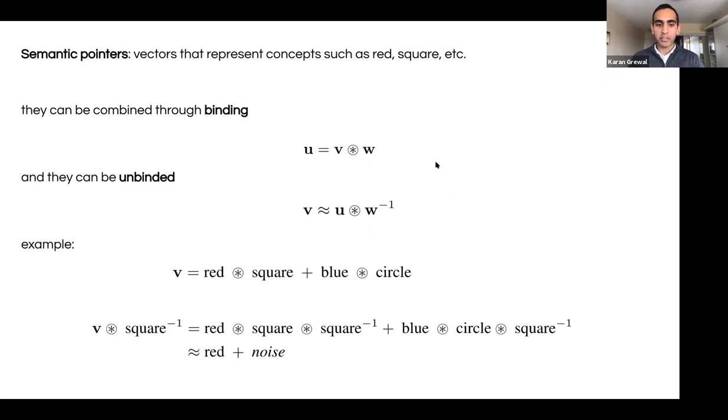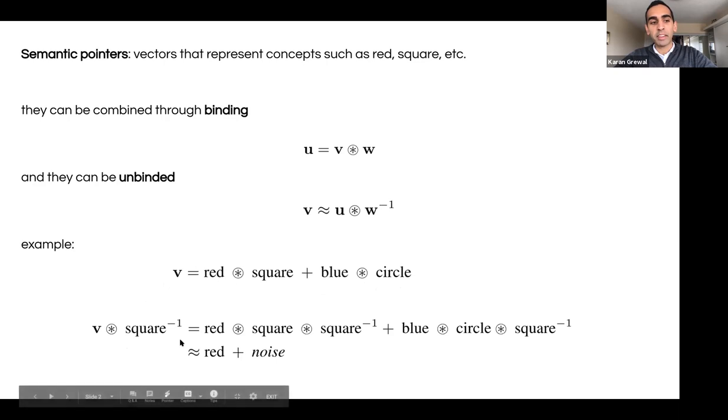Here's a more concrete example that I came across that might help explain things. If you have a red square and a blue circle in a picture, then you can represent that as binding the red and square semantic pointers together, and then adding that to the blue and circle semantic pointers also bound together. And if you wanted to find out what the color of the square was in the picture, you would apply the approximate inverse of the semantic pointer of square to V. The square inverse distributes over addition, so the square and the square's approximate inverse would cancel out, and you'd get red back. And for this other term, they claim that you just get noise. So you'd be able to pretty much retrieve red. I wasn't entirely sold on this, but I'll take it at face value.